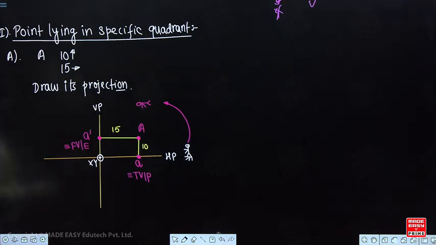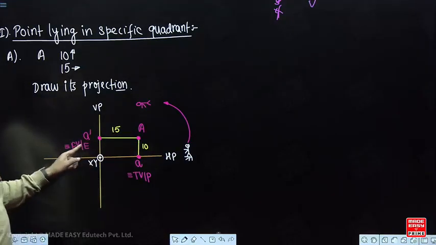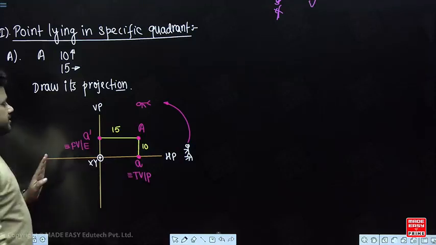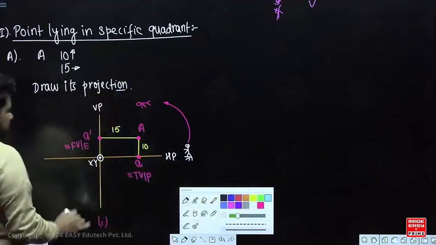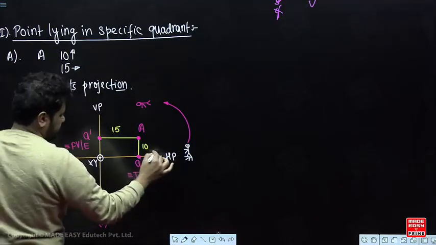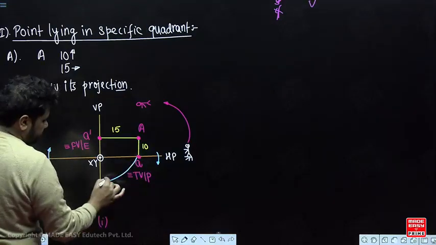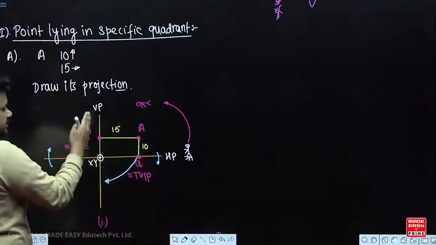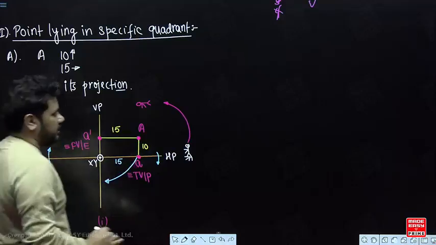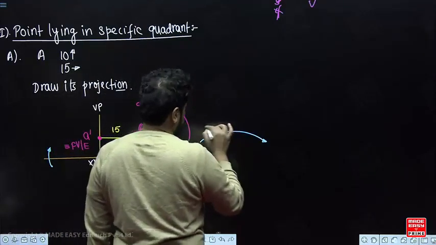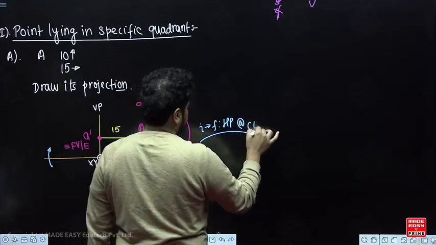Clear? Now see, ठीक है यहाँ तक? So 10 mm above HP and 15 mm in front. If you project it here, you will get A dash, the front view, and the top view. Now this is the initial condition that has been given. What we know is that HP is rotatable. आप HP को रोटेट कर दो. कैसे? Clockwise. If HP is rotated, this point A will come down. So this distance is 15. From initial to final, listen very carefully, HP has to be rotated in the clockwise direction, correct?